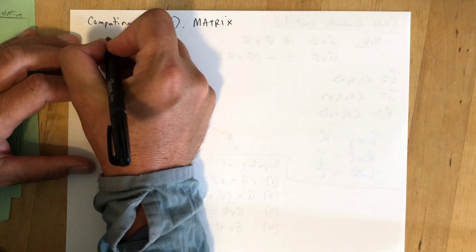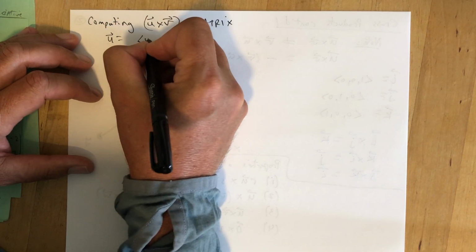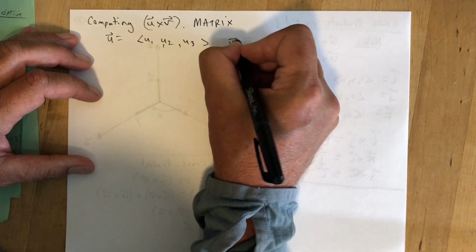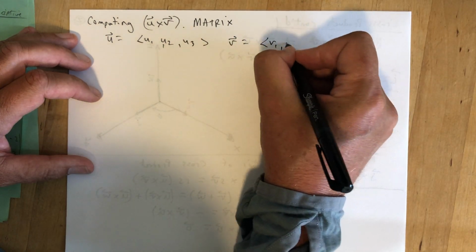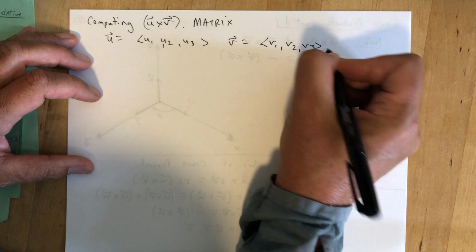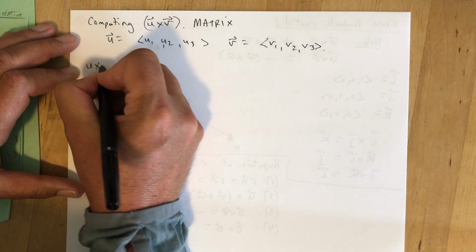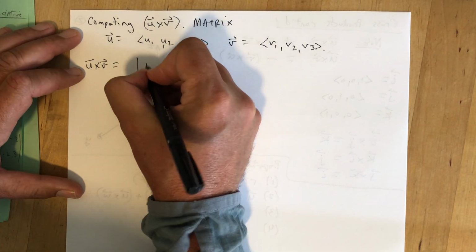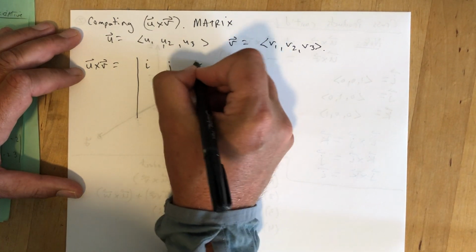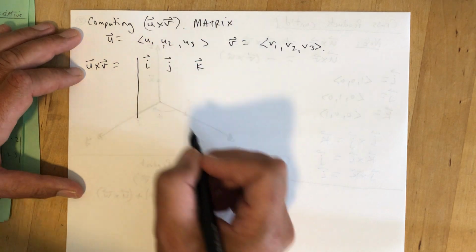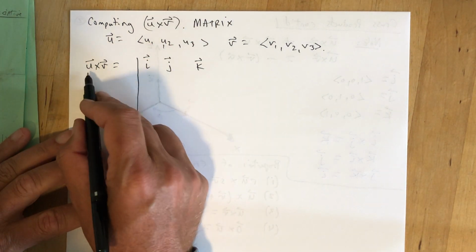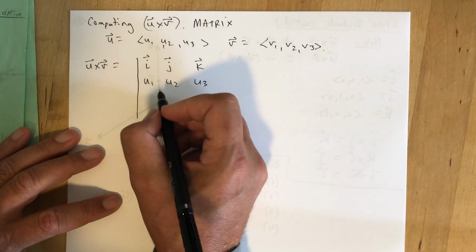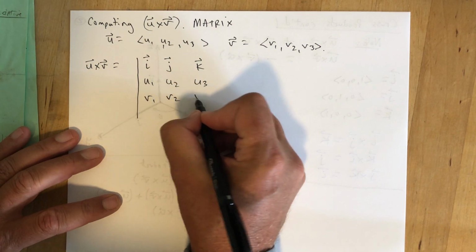Okay, and so again, if u is the vector u1, u2, u3, and v is the vector v1, v2, v3, then u cross v, here's what you do. You set up the determinant of a matrix and you put the i and the j and the k here. And these are the standard normal vectors. And since it's u cross v, the first row is going to be u1, u2, u3. And the second row is going to be v1, v2, v3.